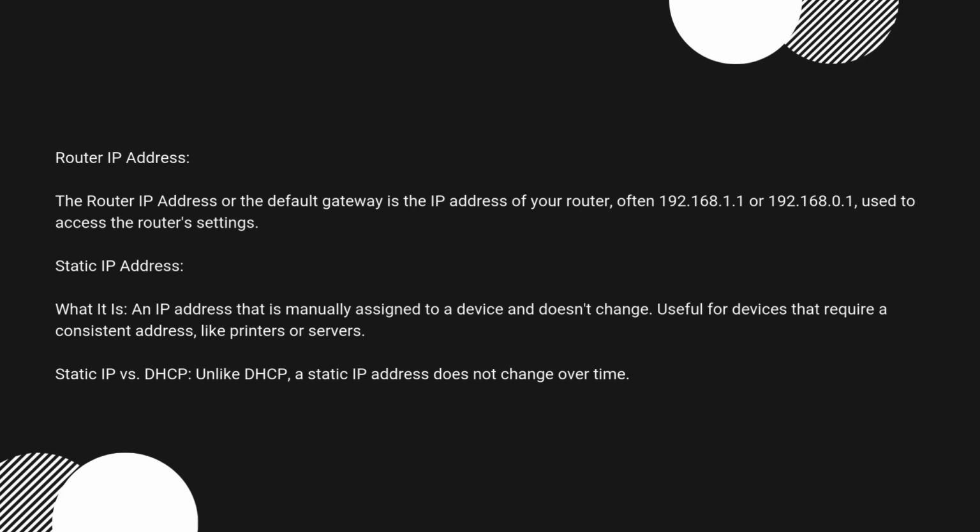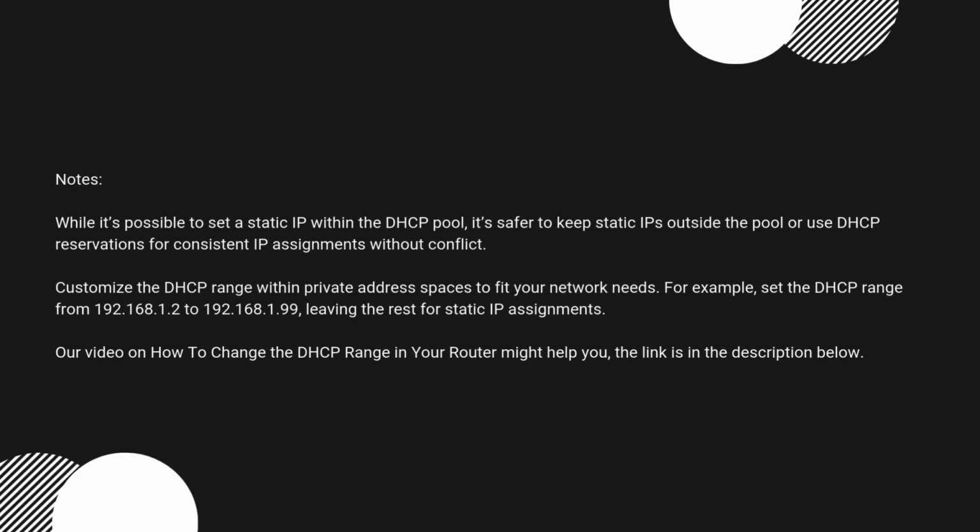Static IP address. What it is: an IP address that is manually assigned to a device and doesn't change. Useful for devices that require a consistent address, like printers or servers. Static IP versus DHCP. Unlike DHCP, a static IP address does not change over time. Notes: while it's possible to set a static IP within the DHCP pool, it's safer to keep static IPs outside the pool, or use DHCP reservations for consistent IP assignments without conflict.